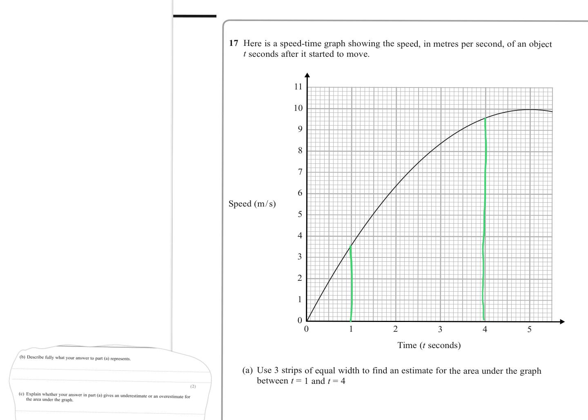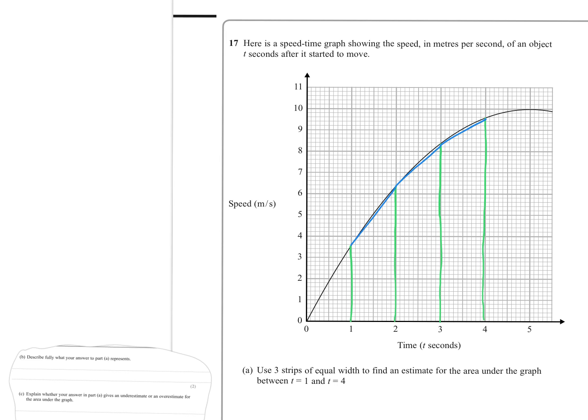Okay, so 3 equal strips. Well, we can see 3 equal strips here, and we're going to make trapezia out of this. So there's 1, there's 2, and there's 3. Now the nice thing about these trapezia is that they all back onto each other. So we can find the height of this one, so it's 1, 2, 3.